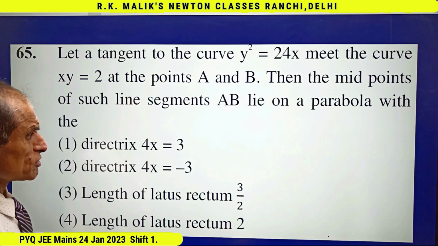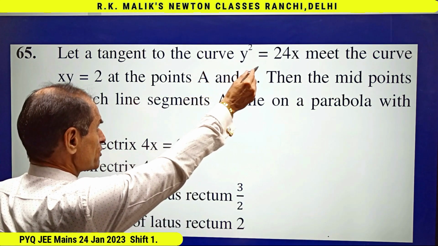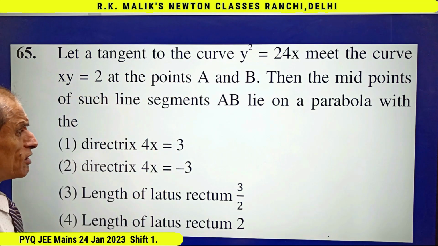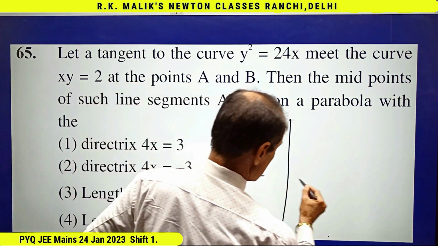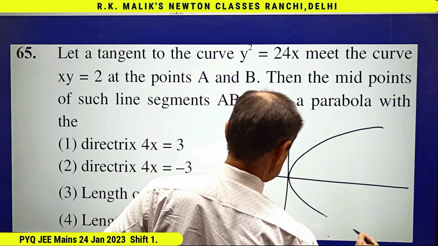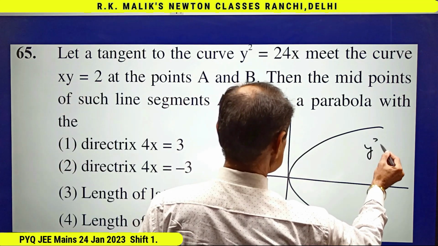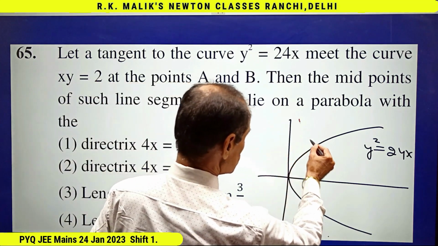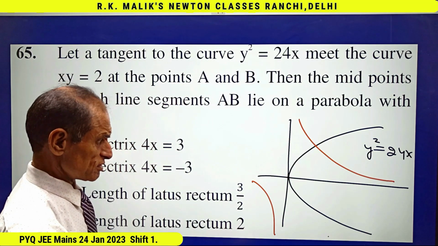To understand the meaning of the question, first let us draw the graph of parabola y square equal to 24x and hyperbola xy equal to 2 on the same coordinate axis. That is, this is y square equal to 24x and xy equal to 2. This graph is this, you must be knowing it.